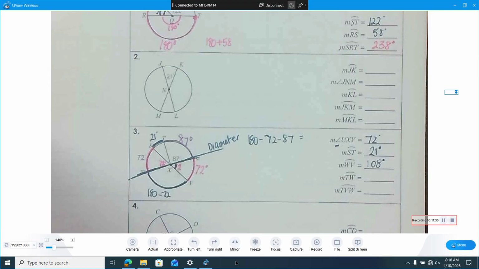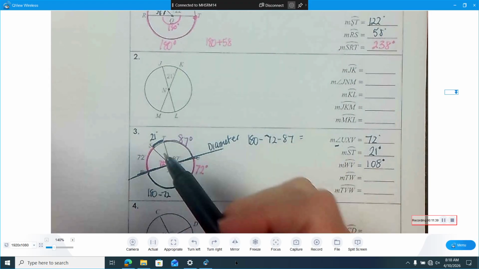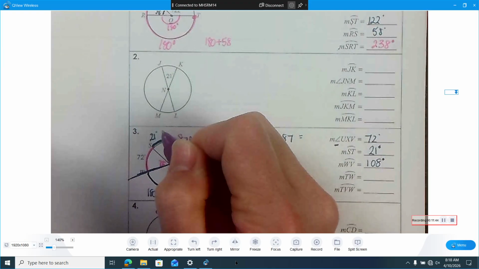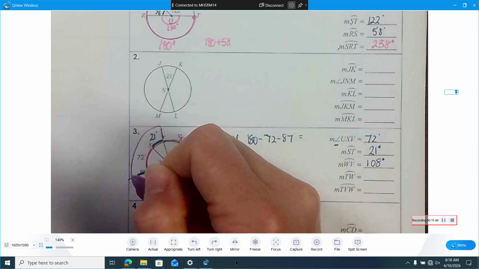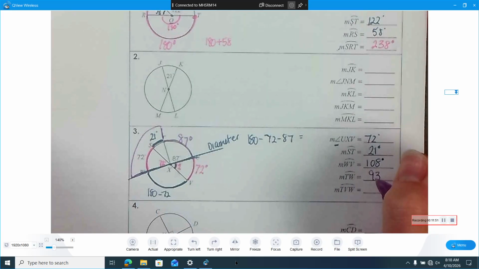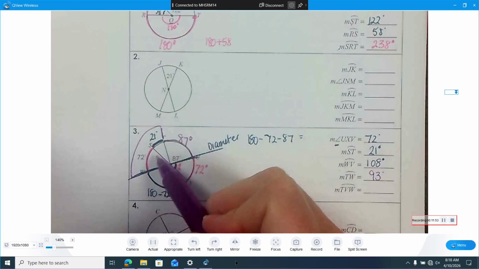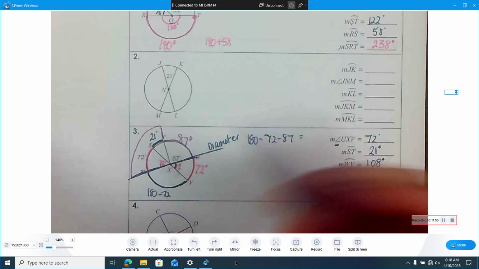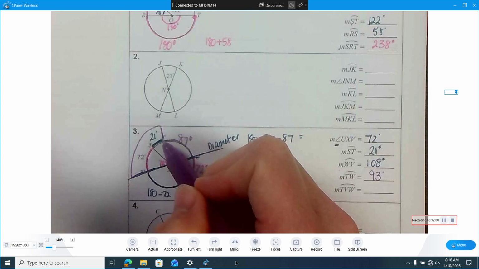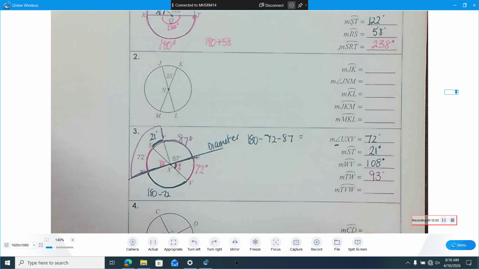All right, let's see, the measure of arc TW. So arc TW goes from here to here. What'd you get? 93. Good. How'd you get 93? Yeah, 21 plus the 72. That's going to give us that 93. How did I know it was the small arc and not the one all the way around? There's only 2 letters, so it has to be the small arc, yeah.